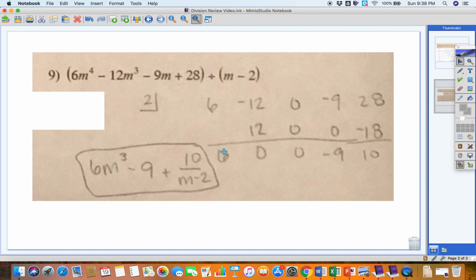Our answer here starts one less than this number here. So we have m to the fourth, which means our answer is going to start with m to the third. So we have 6m to the third. If you want to, you can write plus 0m squared plus 0m, but you don't have to. Minus 9, because again, these are placeholders, plus 10, which is our remainder, over m plus 2.